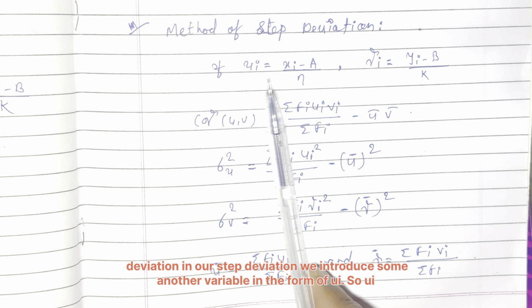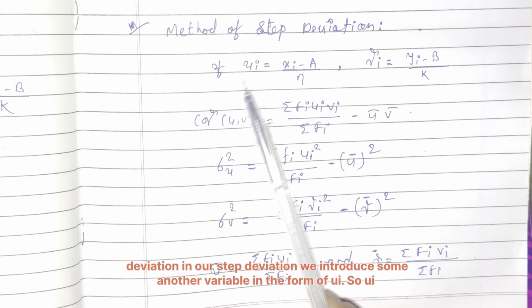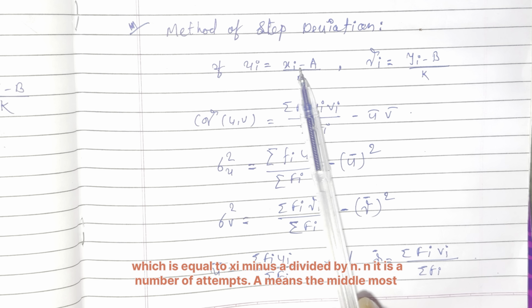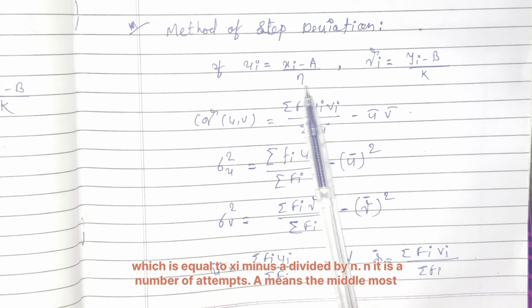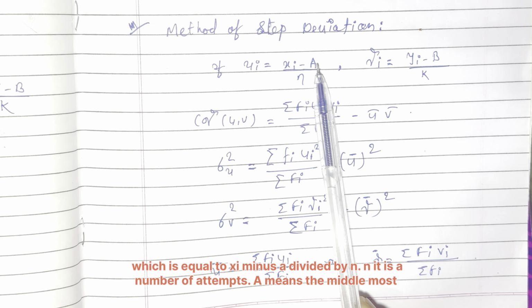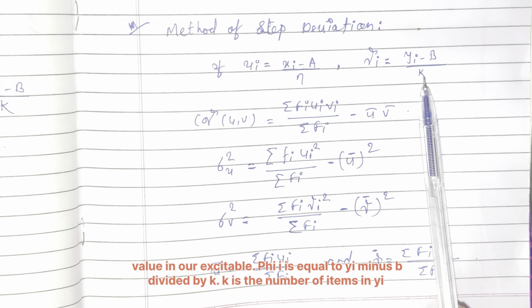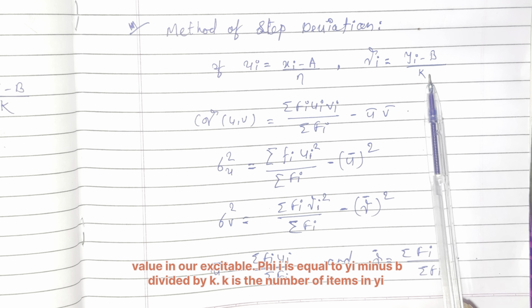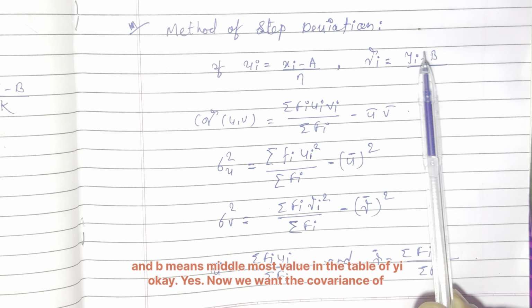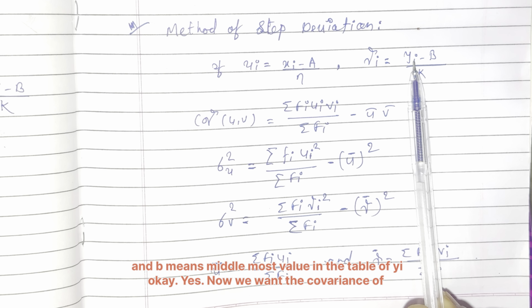In step deviation, we introduce another variable in the form of ui. So ui is equal to xi minus a divided by n. N is the number of attempts. A means the middlemost value in our xi table. Vi is equal to yi minus b divided by k. K is the number of attempts in yi, and b means the middlemost value in the table of yi.